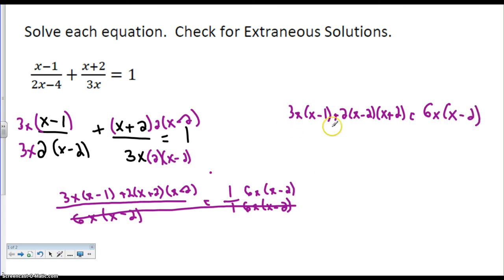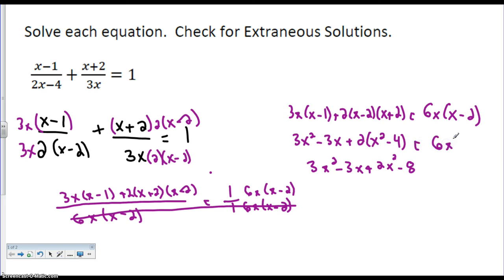So I'm going to multiply these two terms by 3x. So I get 3x squared minus 3x. And I have plus 2, and if I multiply both those, I get x squared minus 4. So I have 3x squared minus 3x plus 2x squared minus 8. And then I have 6x squared minus 12x.